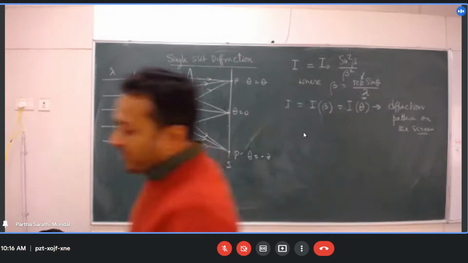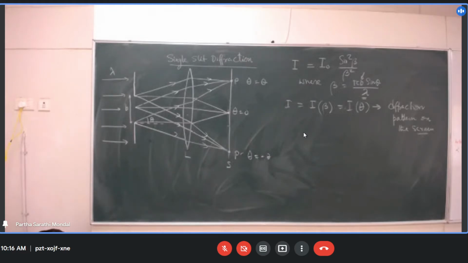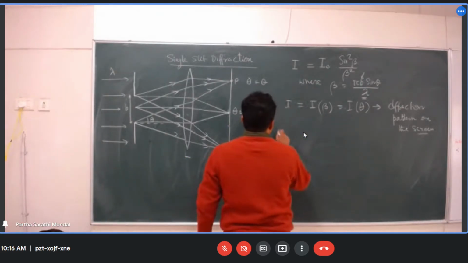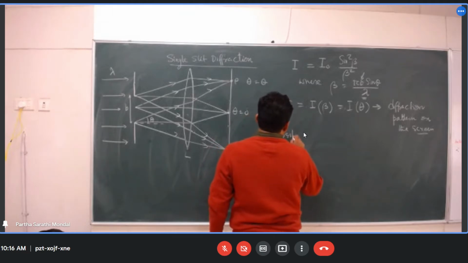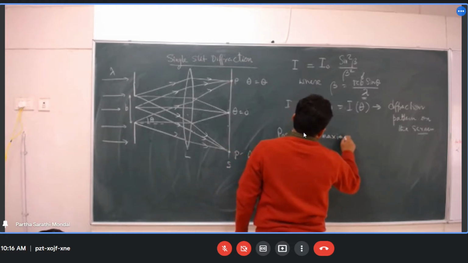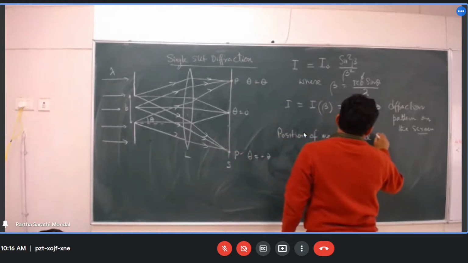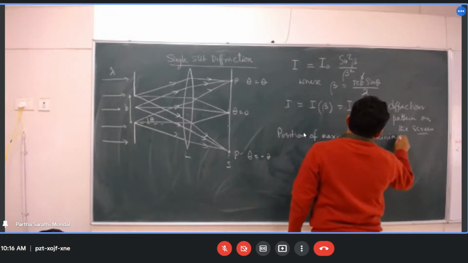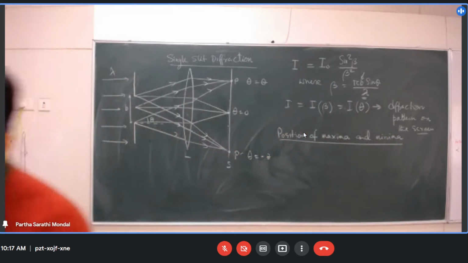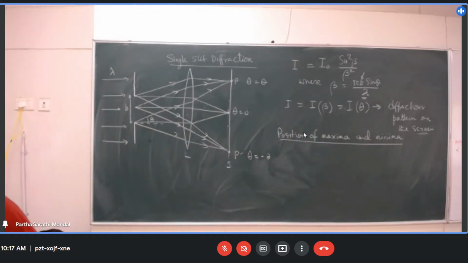So our job is to find out how the intensity varies as a function of theta. That means we have to find the position of maxima and minima. This will give you the pattern. Just as we did in interference, what is the condition for maxima and what is the condition for minima? Here we will also do the same thing, in a similar way.